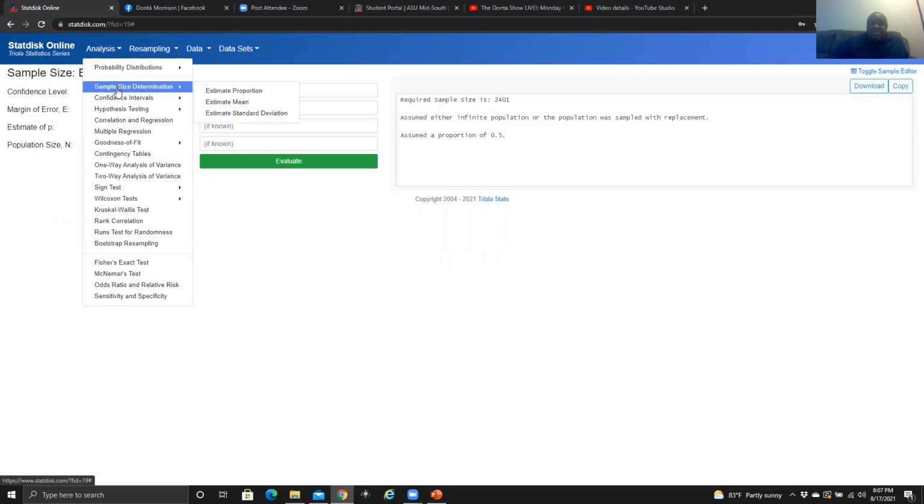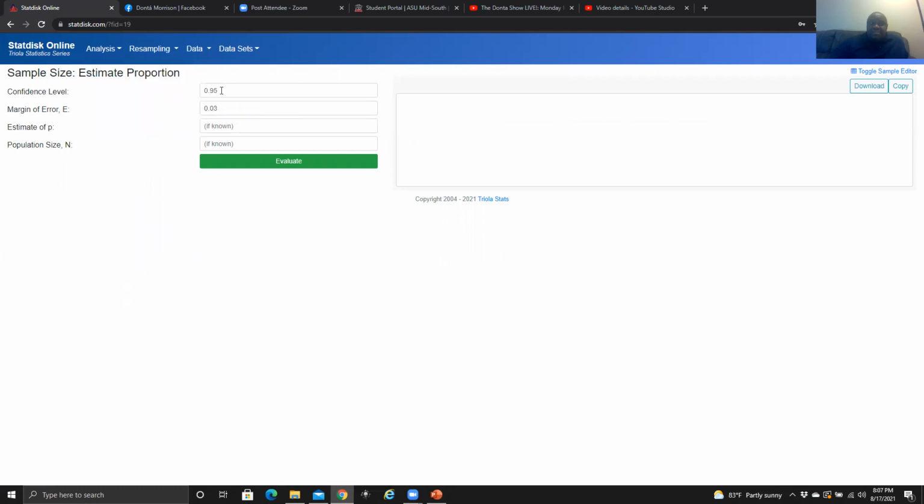Click on that. In this case, I think we're dealing with proportions here. Estimate proportion. Okay, we'll click on that. All right, now you're given 3 things: the confidence level, the margin of error, and an estimate of P. Okay, and I know we're dealing with an estimate of proportion because in part B, it does say 98% of computers use a new operating system. That means we're estimating a proportion, by the way.